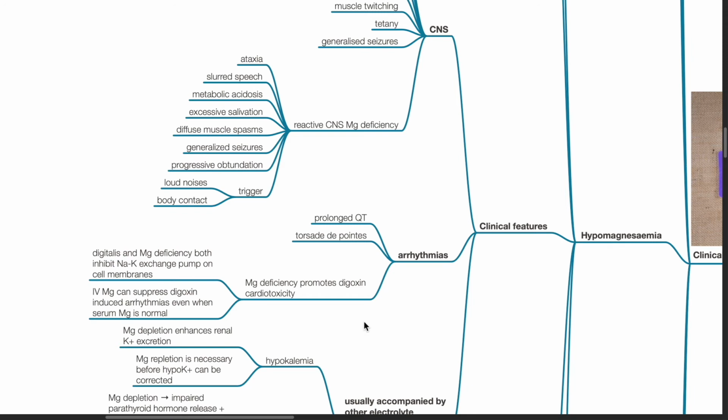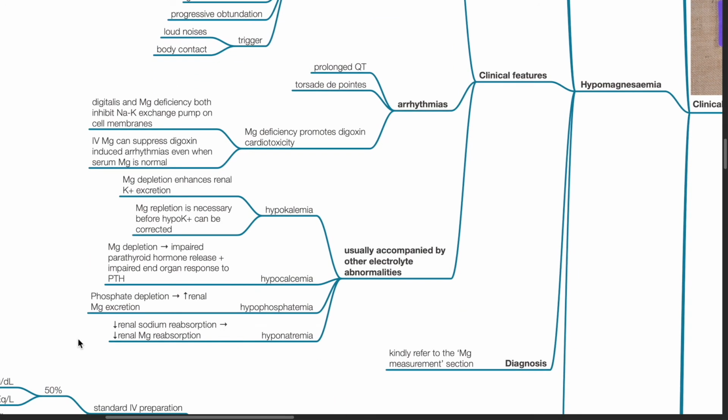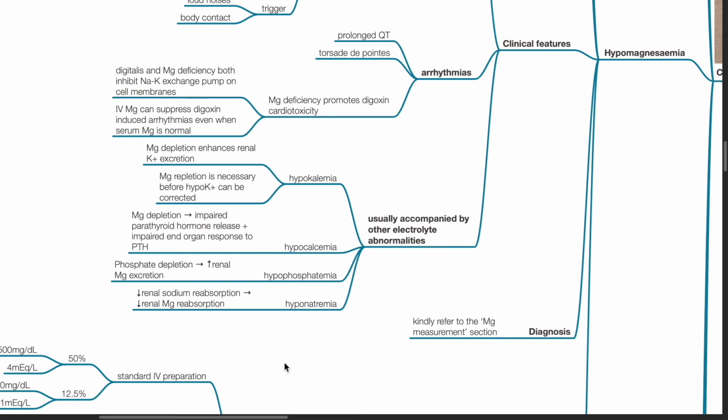Digitalis and magnesium deficiency both inhibit the sodium-potassium exchange pump on cell membranes. IV magnesium can suppress digoxin-induced arrhythmias even when serum magnesium is normal. Hypomagnesemia is usually accompanied by other electrolyte abnormalities such as hypokalemia, hypocalcemia, hypophosphatemia, and hyponatremia. Magnesium depletion enhances renal potassium excretion.